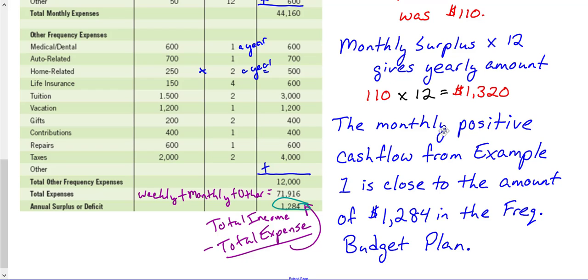And the reason this could be different is you build this budget on what you think you will spend each year, or month, or weekly, whatever your budget plan is. So in this example, they probably ended up spending a little more in expenses than they thought on one of these other frequency expense sections.